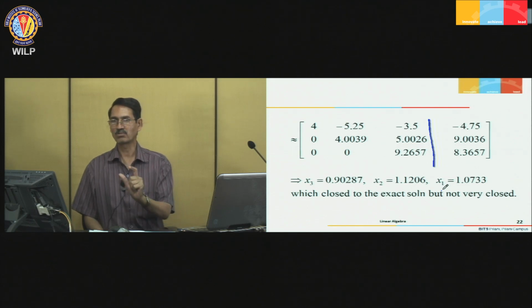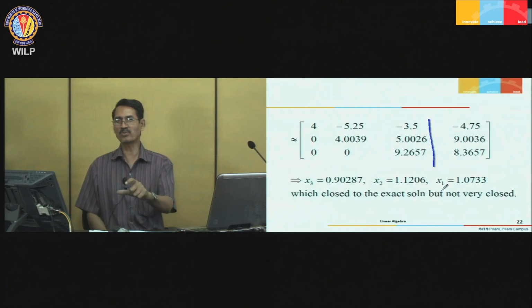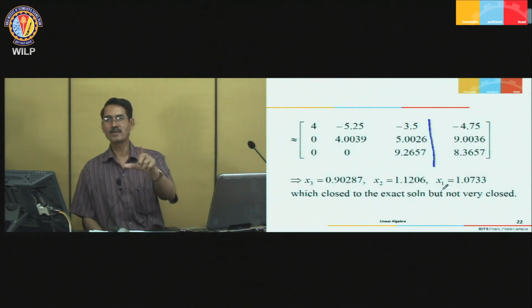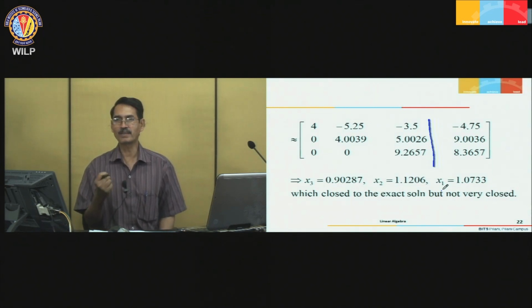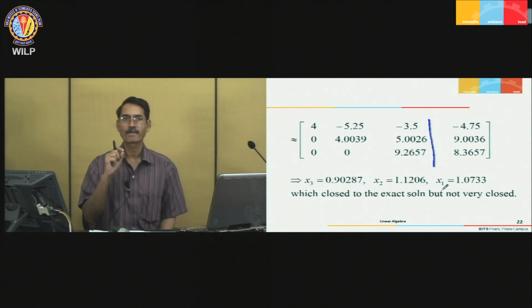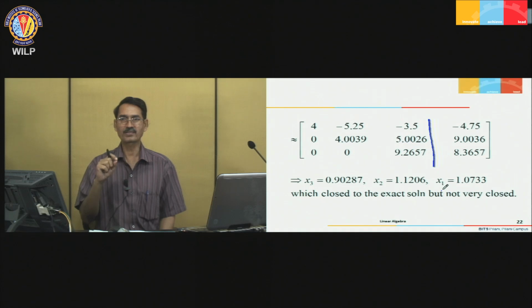The exact solution is 1, 1, 1. It is of course close to 1, 1, 1, but it is not very close compared to the previous method that we have seen, with scaling and partial pivoting. Therefore, if you want a better approximation, a better solution, then we shall use the Gauss elimination method with scaling as well as partial pivoting. It will give you a better solution.